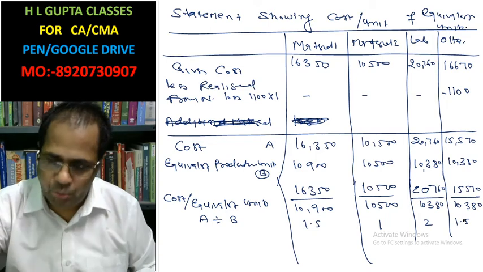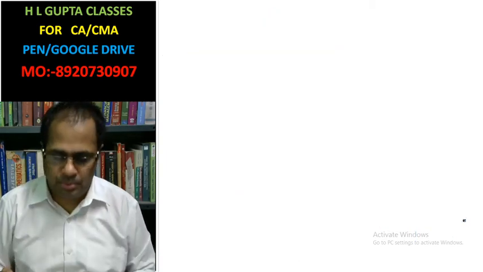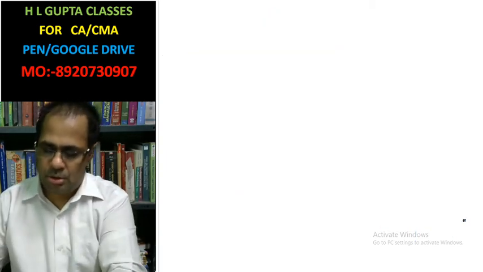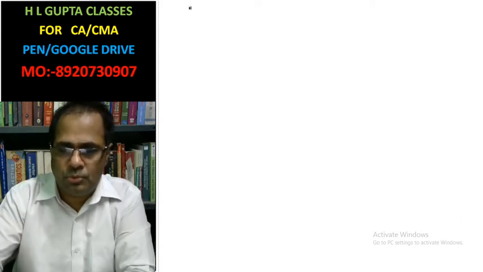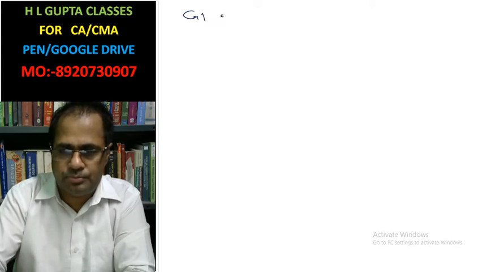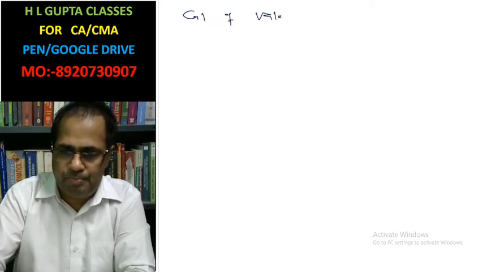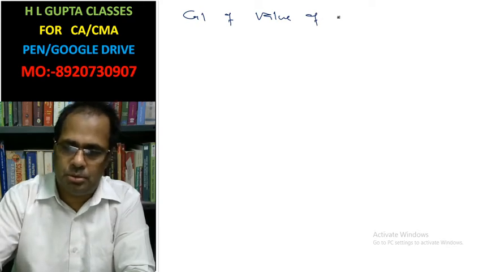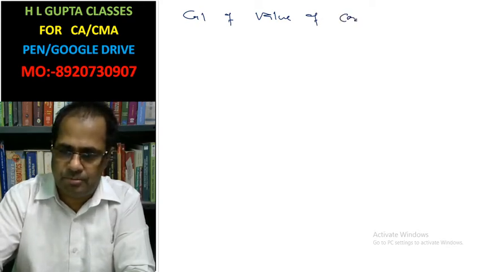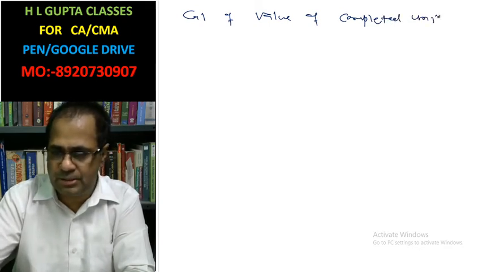Okay. Now we have to find the value of normal stock, abnormal loss, all these. Now calculation of value of completed units.